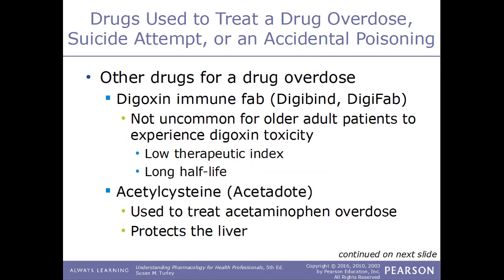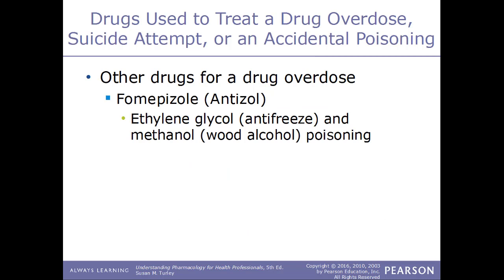The other drugs that are used for drug overdoses: the digoxin immune fab, also known by the trade names Digifab or Digibind. It is not uncommon for patients who are older or who have a decreased kidney function to experience digoxin toxicity because of the long half-life of the drug and because of the low therapeutic index. Acetylcysteine, also known by the trade name Acetadote, is used to treat acetaminophen overdoses. It's basically overdoses of the drug Tylenol, and this helps to protect the liver. Another drug that could be given for a drug overdose is fomepizole, also known by its trade name Antizol, and this is given for ethylene glycol and methanol poisonings, which are antifreeze and wood alcohol poisonings.